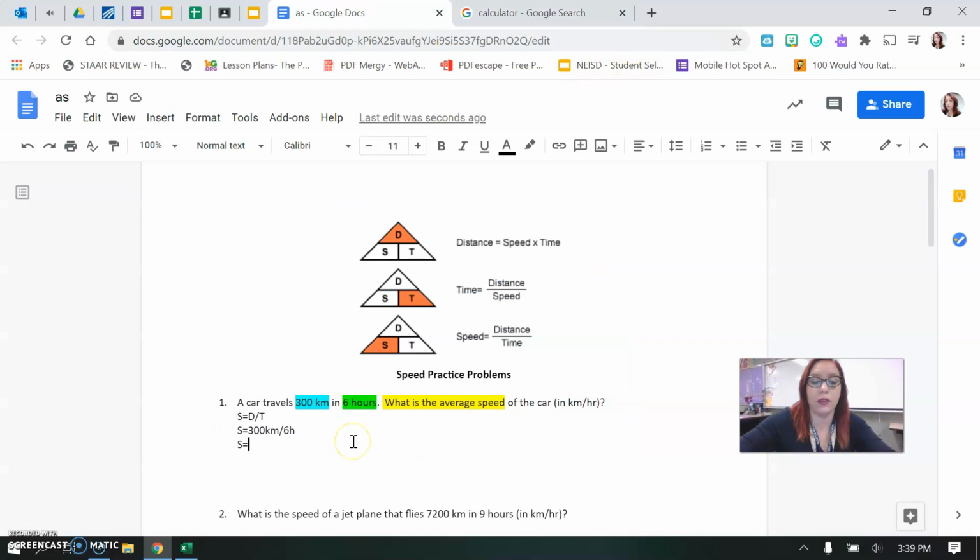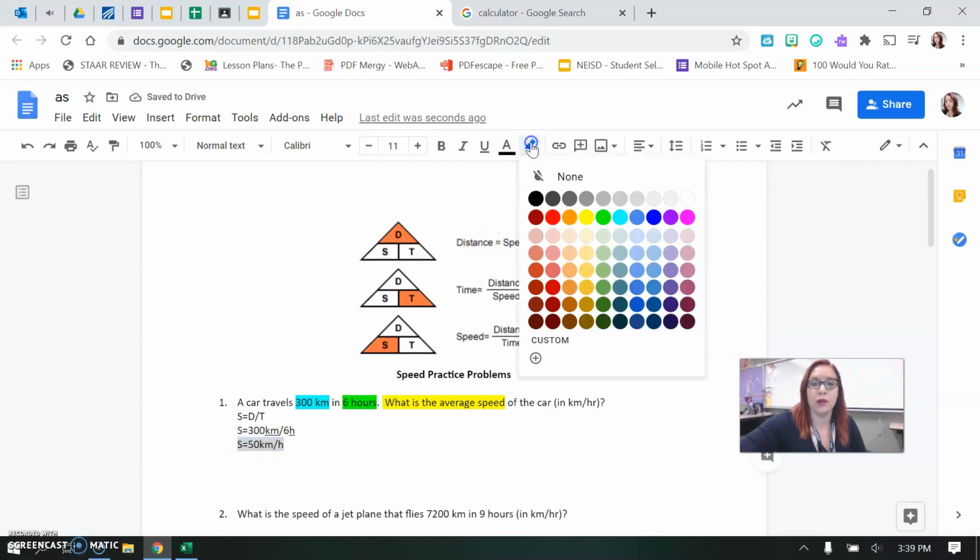So you come back over here and you'll write 50, but not just 50, because you need to carry down your units. You're going to carry down the km, the slash, and the h, because our speed should have 2 units. It should have the distance unit and the time unit. So kilometers per hour. That's your full answer.